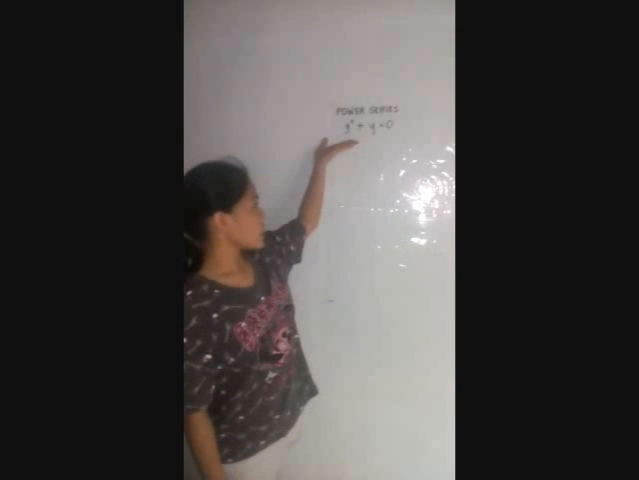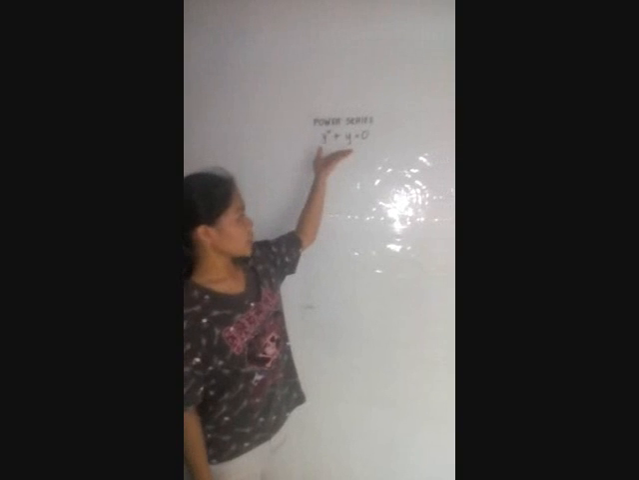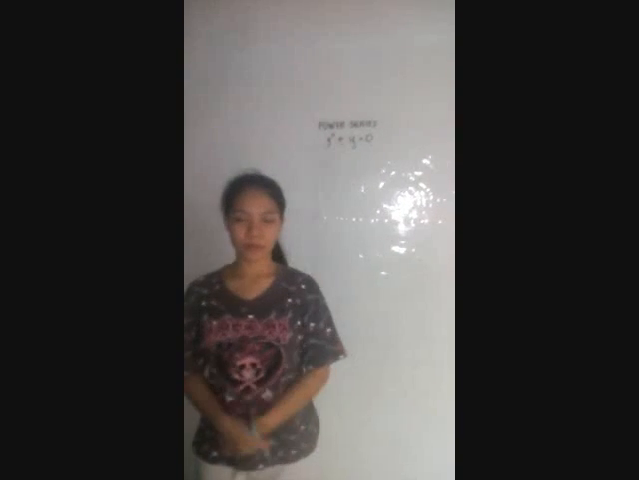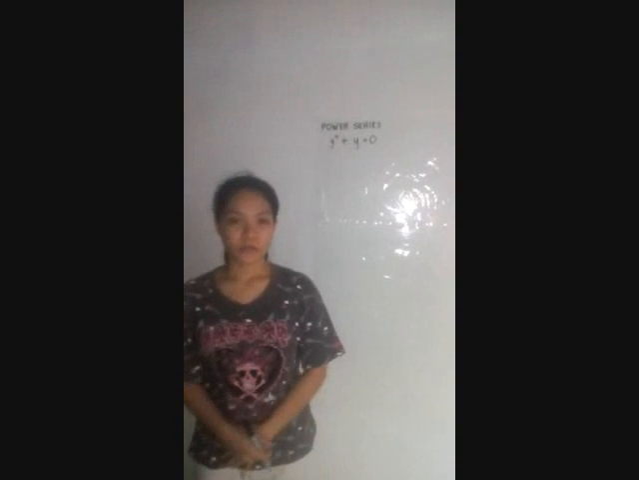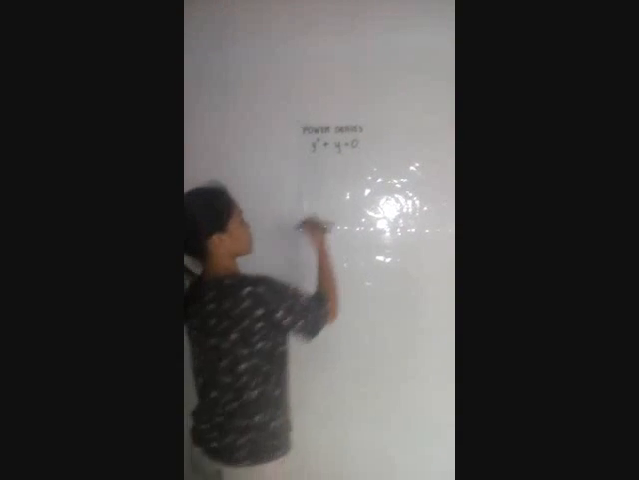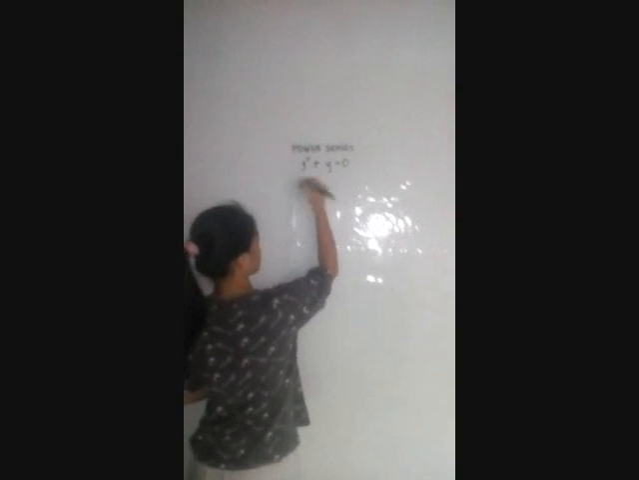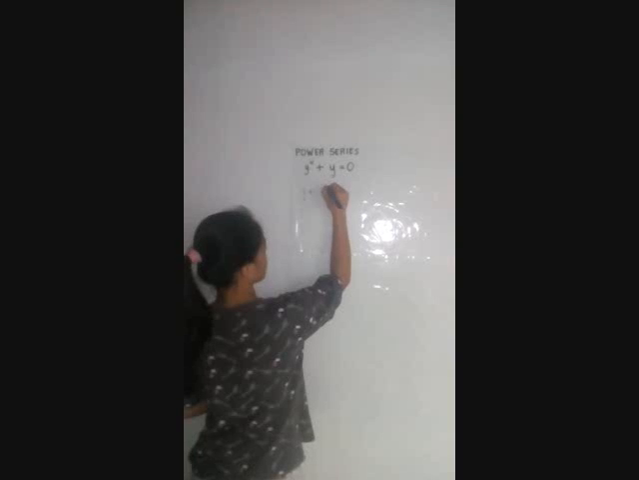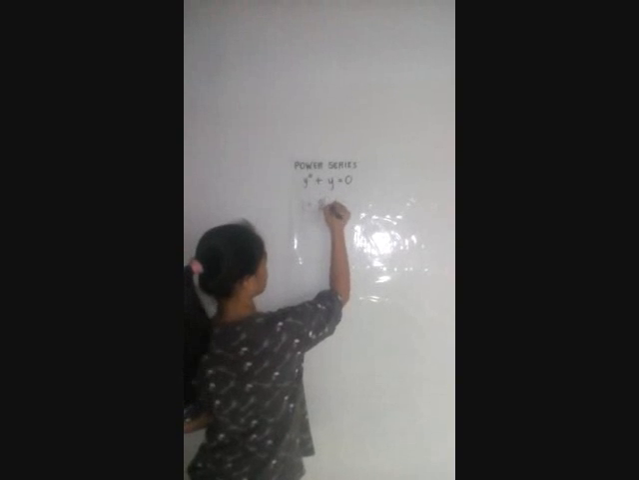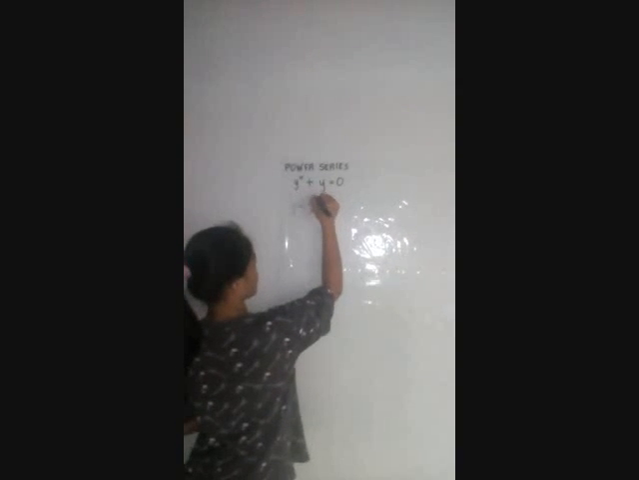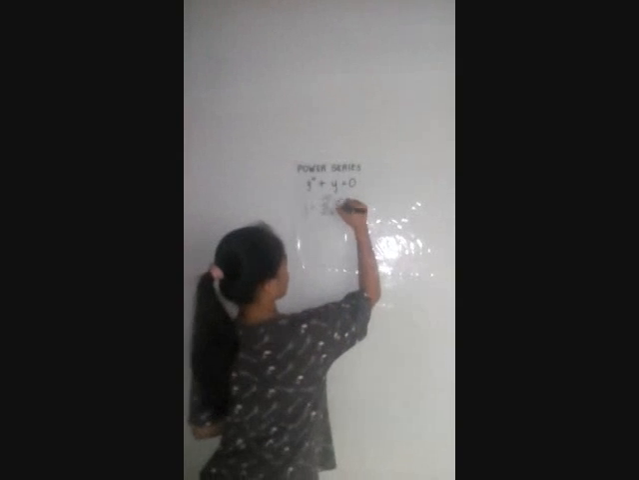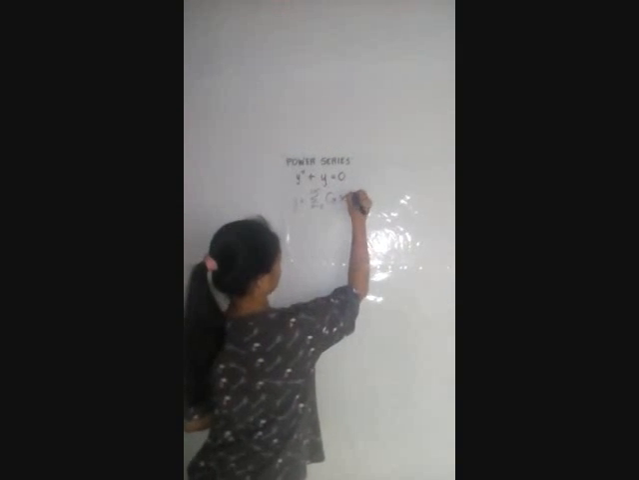Hello, today we will solve the equation second derivative of y plus y is equal to 0 using power series. So first step, we will use the formula of power series. y is equal to summation of n is equal to 0 up to positive infinity c_n x^n.